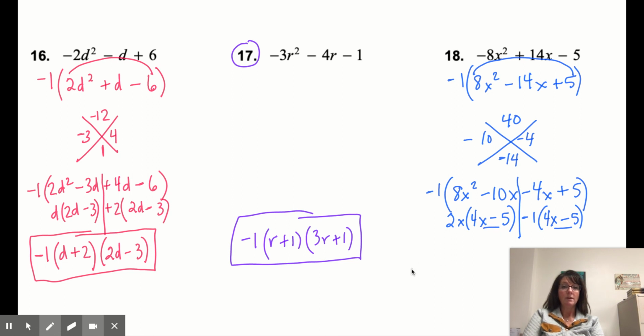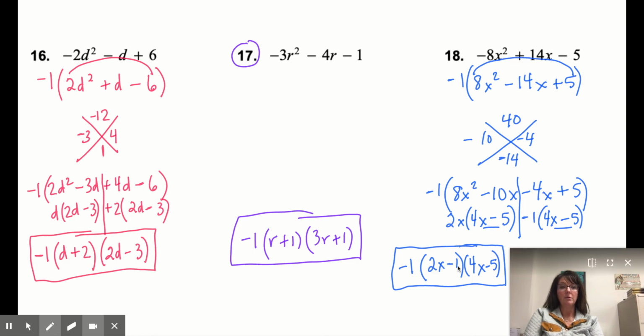So we have negative 1 times 2x minus 1 and 4x minus 5. Again, try it out by using FOIL or double distributive or whatever. When you start to set up your double distributive, it should look like this, and that's one way that you know that you are doing it correctly. But you do want to check your math just to make sure you didn't make any mistakes.